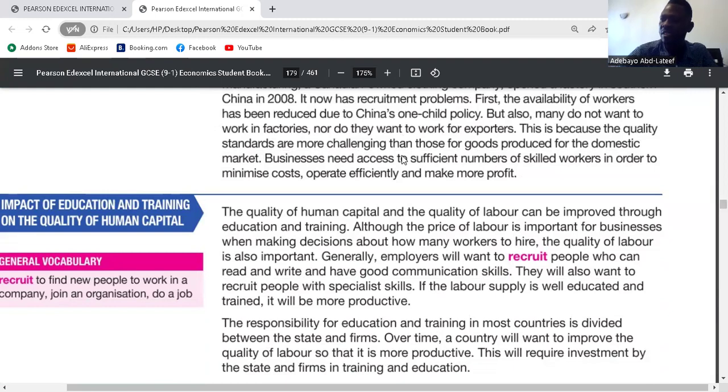Human capital means the value individuals have that he or she could put as an impact to the work. So how does this impact education and training? They said the quality of human capital and the quality of labor can be improved through education and training. Although the price of labor is important for businesses when making decisions about how many workers to hire, the quality of labor is also important. Generally, employers will want to recruit people who can read and write and have good communication skills. They will also want to recruit people with specialist skills. If the labor supply is well educated and trained, it will be more productive.